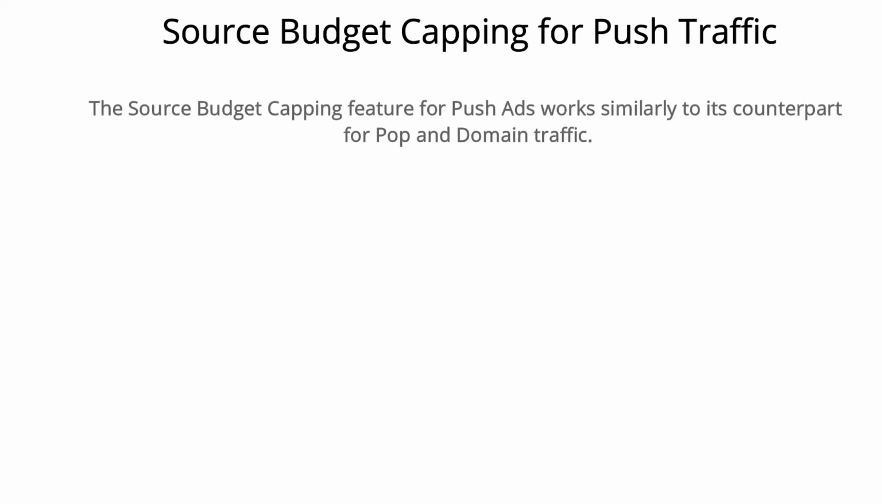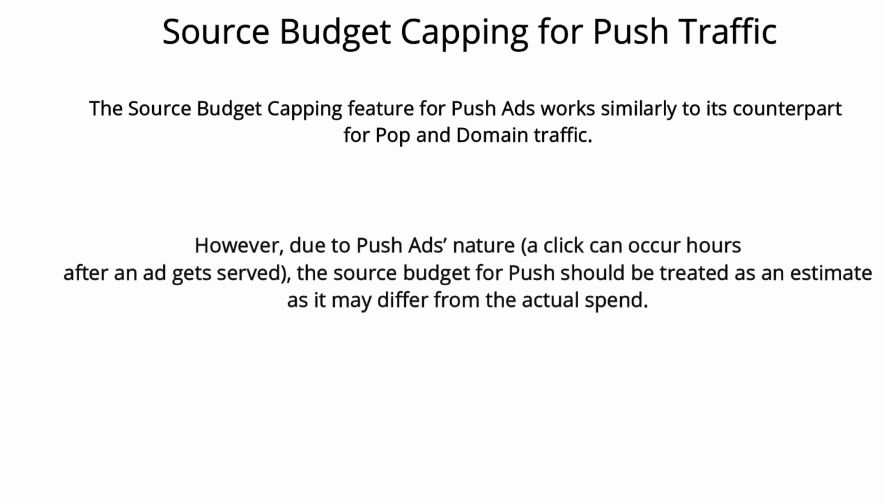All right, so your source budget capping for push traffic. The source budget capping feature for push ads works similarly to its counterpart for pop and domain traffic. However, due to push ads' nature, where a click can occur hours after an ad gets served as a delayed click, the source budget for push should be treated as an estimate, as it may differ from the actual spend.